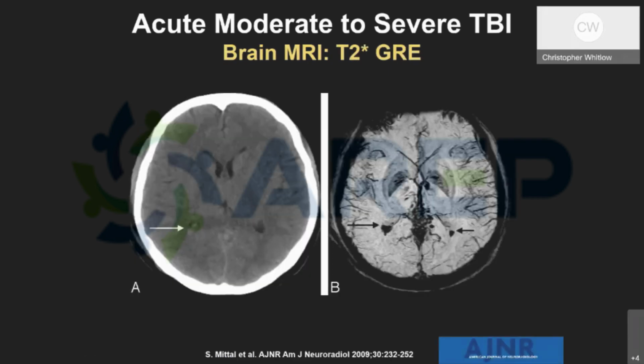T2 star gradient sequences have been demonstrated to be grossly similar to CT for detecting acute intracranial hemorrhage, and you can see the arrow there showing a blood CSF level in the atria and occipital horn of the right lateral ventricle. You can't see much of that in the left lateral ventricle, but on the T2 star susceptibility weighted gradient image, you can sort of see right there where the arrows are, the blood products are just much, much more conspicuous. And that's with T2 star gradient.